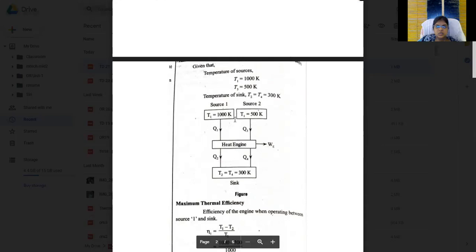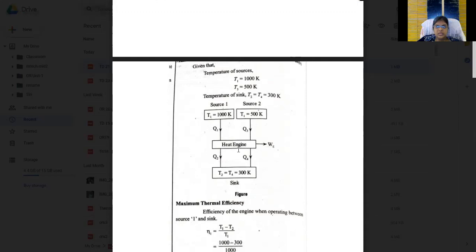So this is T1 and this is T3. Our sink is the same, T2 is equal to T4, that is 300 Kelvin. We will run only one heat engine. First half in this heat engine is received from T1, T2, and second half received from T3, T4. Here T2 and T4 are the same, but for our clarity, T1 is 1000 Kelvin.